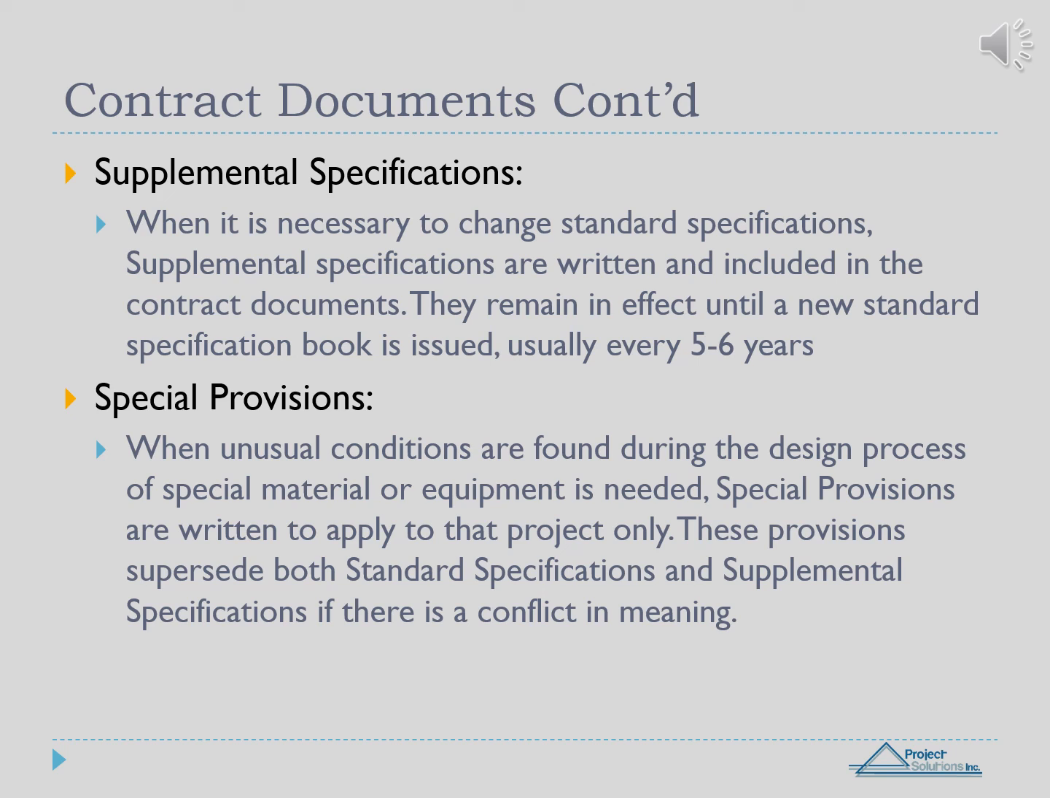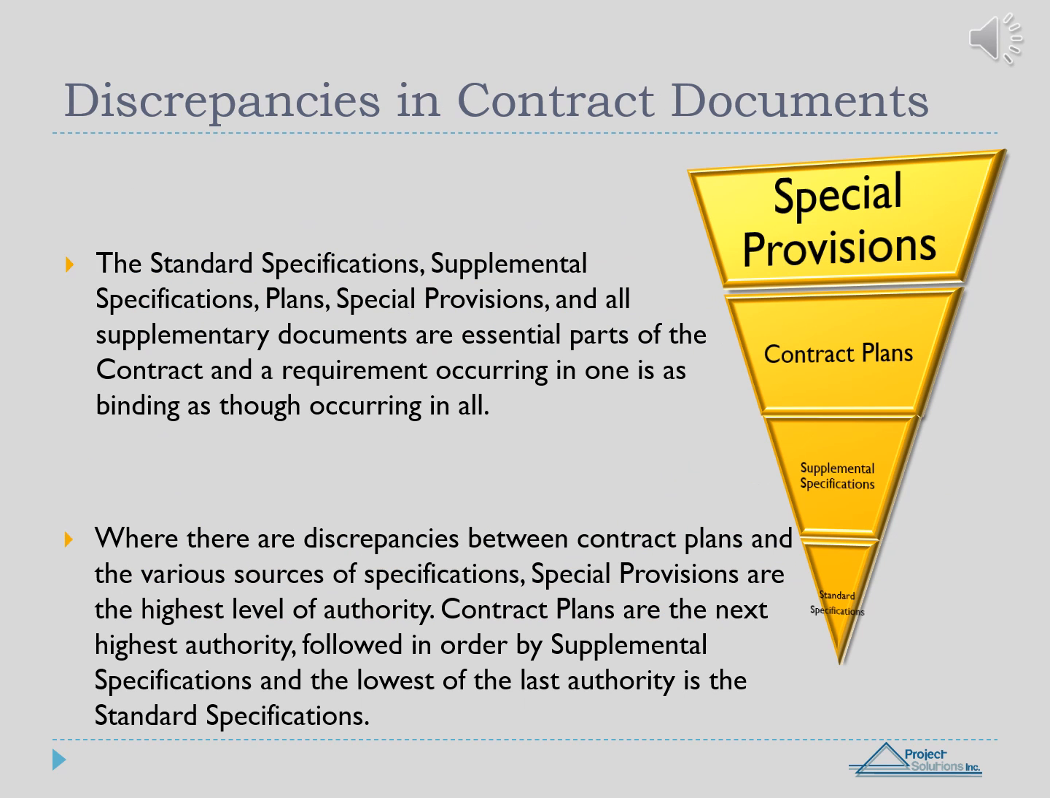These provisions supersede both standard specifications and supplemental specifications if there is a conflict in meaning. The standard specifications, supplemental specifications, plans, special provisions, and all supplementary documents are essential parts of the contract, and a requirement occurring in one is as binding as though occurring in all. When there are discrepancies between contract plans and the various sources of specifications, special provisions are the highest level of authority.